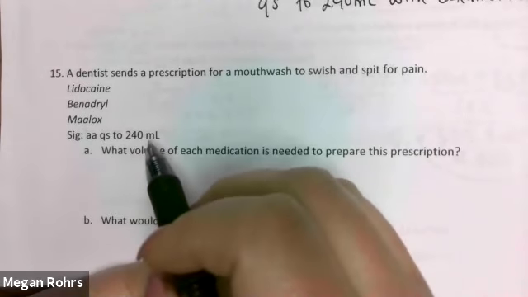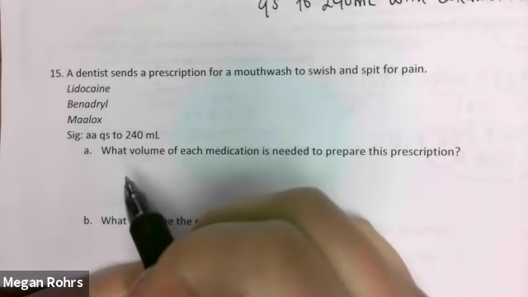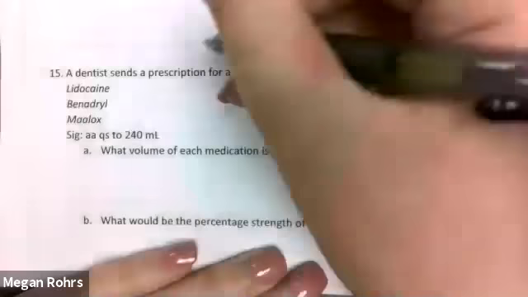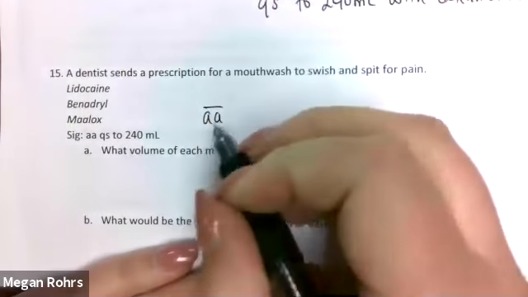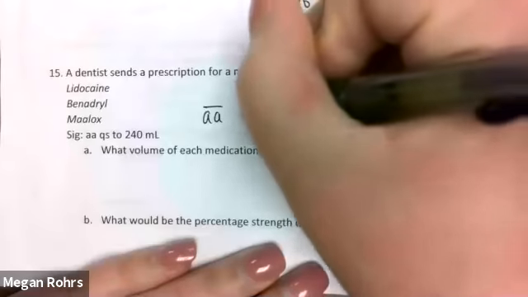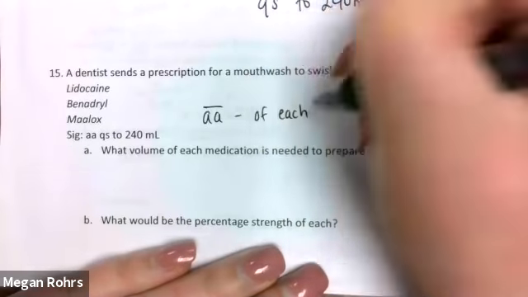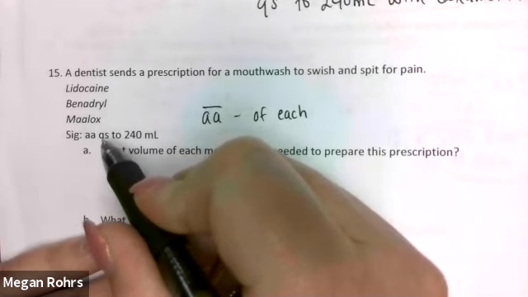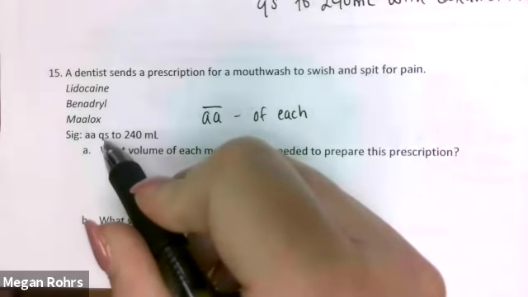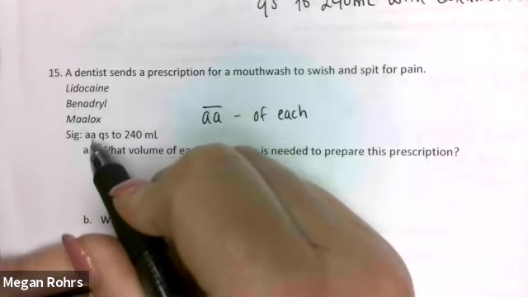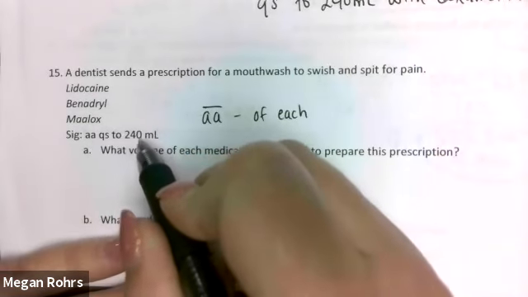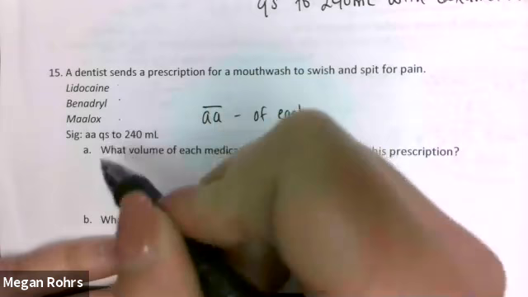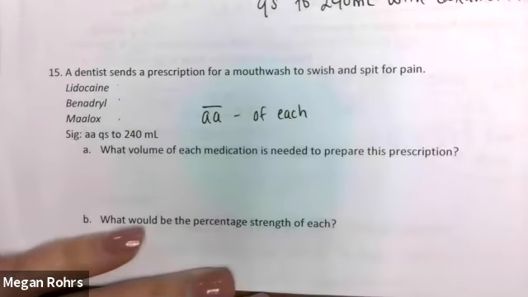AA QS to 240. If you're following along in the book, at the bottom of page 387, it tells you that AA, and usually that has a line over it, is an abbreviation that means of each. And remember, QS means quantity sufficient. So we're basically adding enough of each ingredient to make a total of 240 mils. So we're going to have equal parts of all 3 of these ingredients.